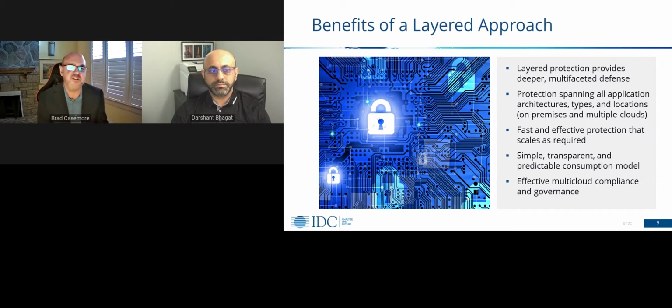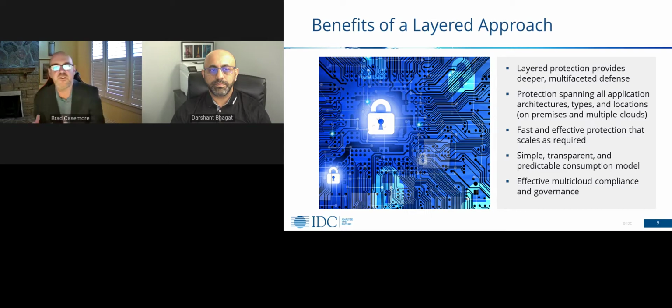Now, what are some of the benefits of a layered approach? Well, we've referred to some of them earlier, but clearly layered protection provides a deeper, multifaceted defense across all of your applications, irrespective of where they're deployed and where they may be accessed. Protection should span all application architectures, types, and locations, from your on-premises environment, where you may have more of a traditional monolithic approach today, to the cloud, where you have VM instances, and you also are moving toward more cloud-native architectures with containers and microservices.